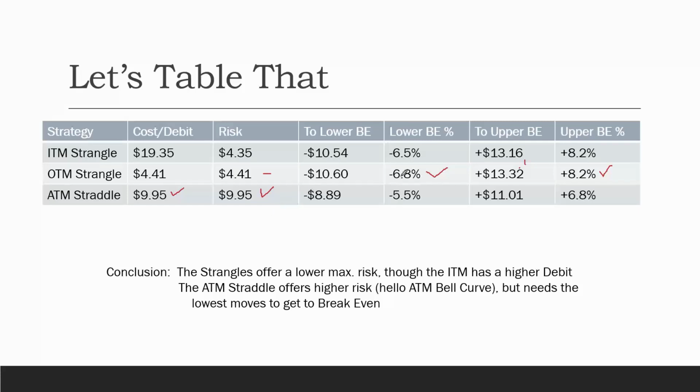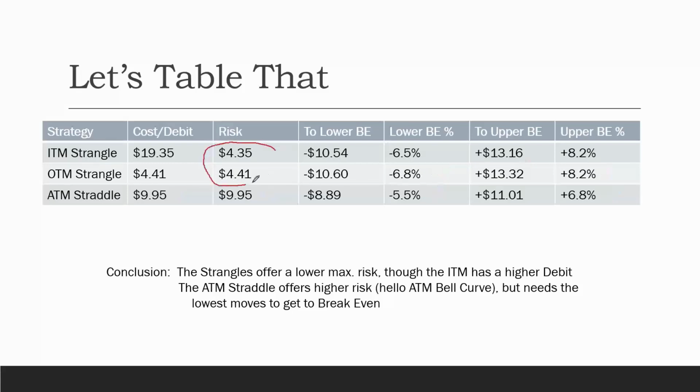That does give us an advantage of needing a lower movement to the lower break even, but we still need a 5.5% move to get to break even, not to profit, but just essentially to break even, and a little bit less on the upside, only a 6.8% movement or $11 to hit break even with the at the money straddle position. The rough conclusion and comparison here, Marcia, of course, is the strangles offer a lower maximum risk.